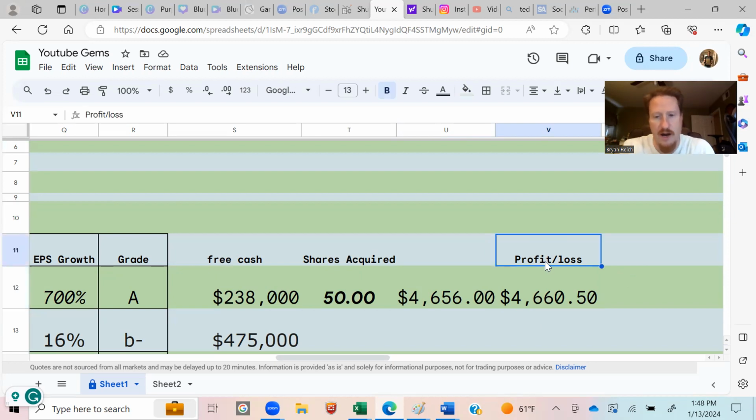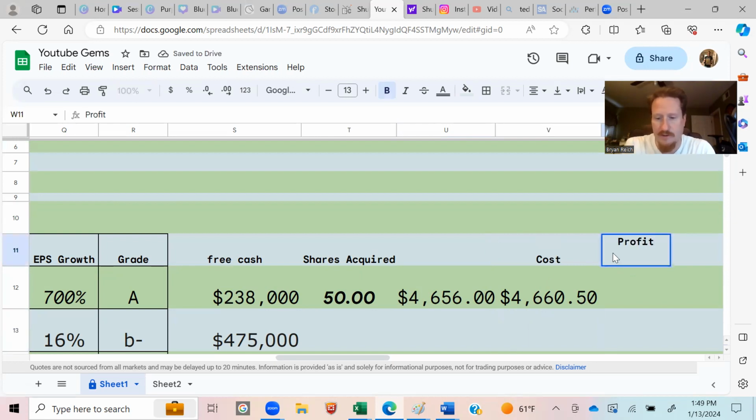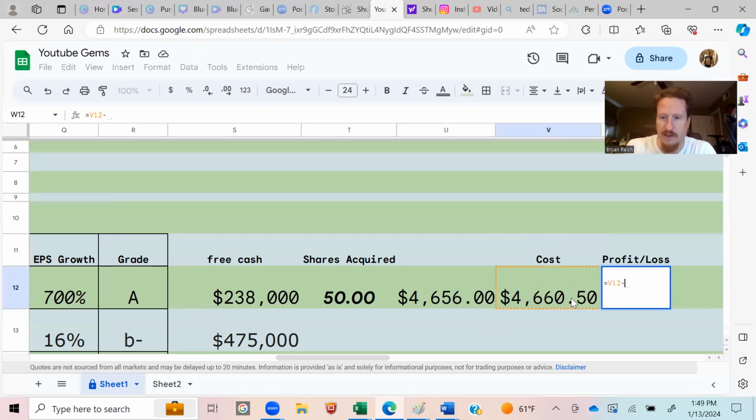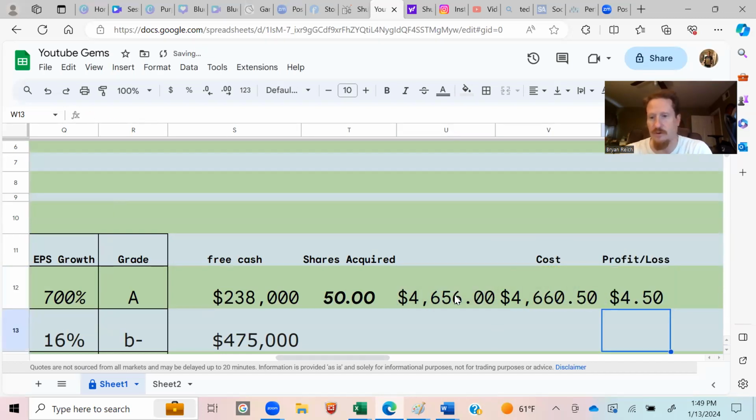We'll call this cost. That way, okay. And then here we'll put your profit slash loss. So here we'll go equals, and we'll go this minus this. Boom. So good. We're already in the black, 450. But what's cool about this is you can come back on Monday, and you can see throughout the day if you gained money or you lost money.